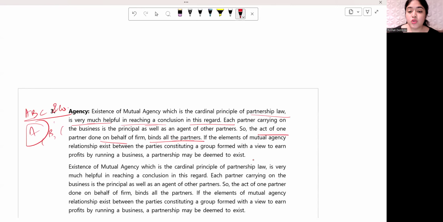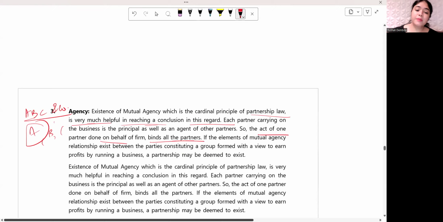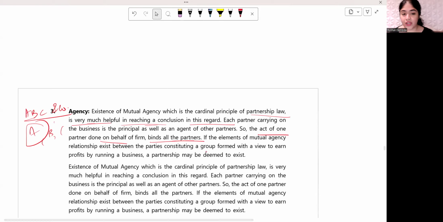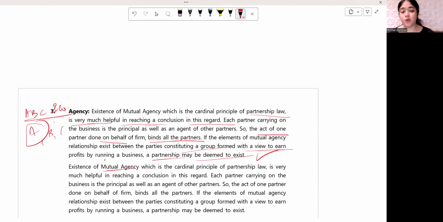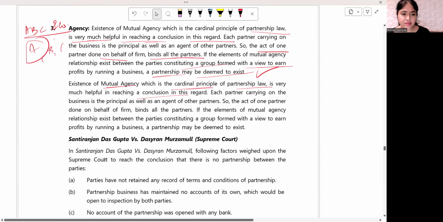If the elements of mutual agency relationship exist between parties consisting a group formed with a view to earn profits by running a business, a partnership may be deemed to exist. So a group of people are coming and their relationship is that they are going to run a business to earn profit. At that time you can say a partnership is existing. Existence of mutual agency, which is the cardinal principle of partnership law, is very helpful in reaching the conclusion in this regard. I guess this paragraph has been repeated.